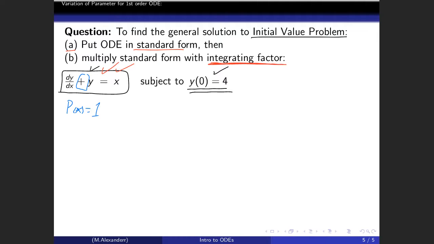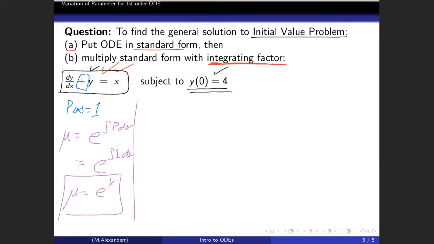So once we have that, we create the integrating factor, which is given by this formula, e raised to the integral of p dx. So in this case, this is going to be e raised to the integral of 1 dx, which turns out to be just e to the x. All right, so this one's easy. So now what do we do with this integrating factor?